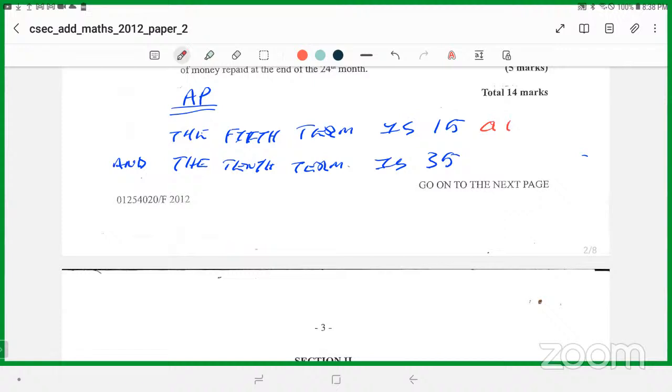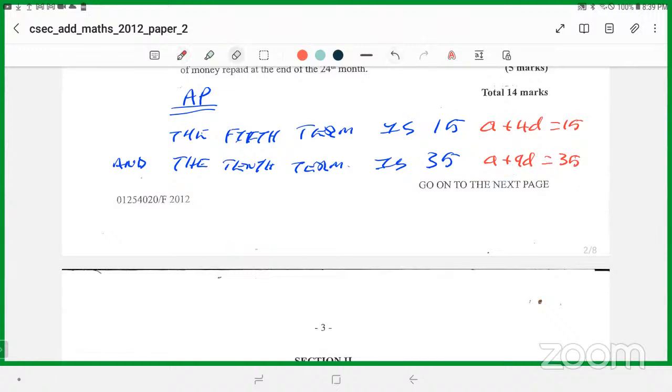that A plus 4D equals 15, and this one means that A plus 9D equals 35. Because this is the expression for the 5th term, and they're telling me that it is 15. This is the expression for the 10th term, and they're telling me that it is 35.